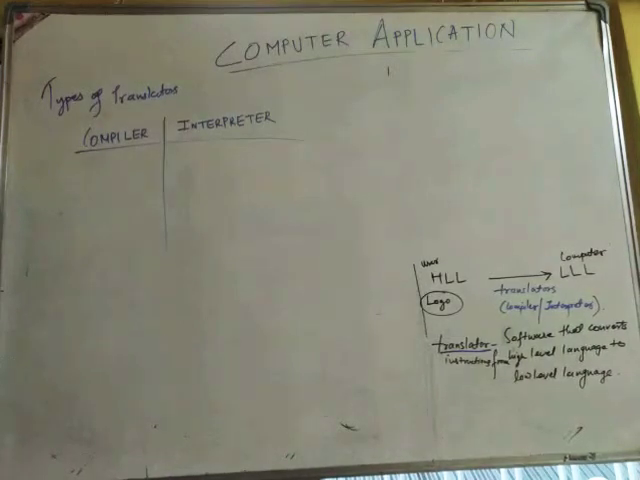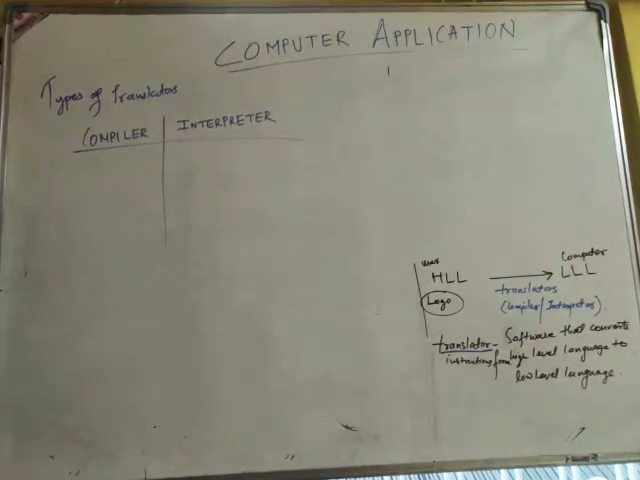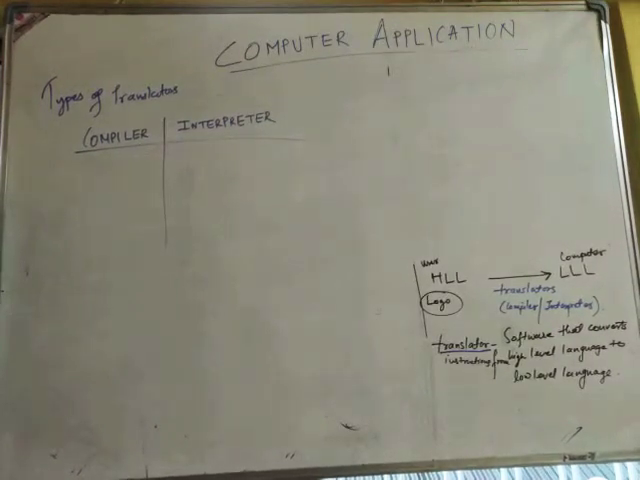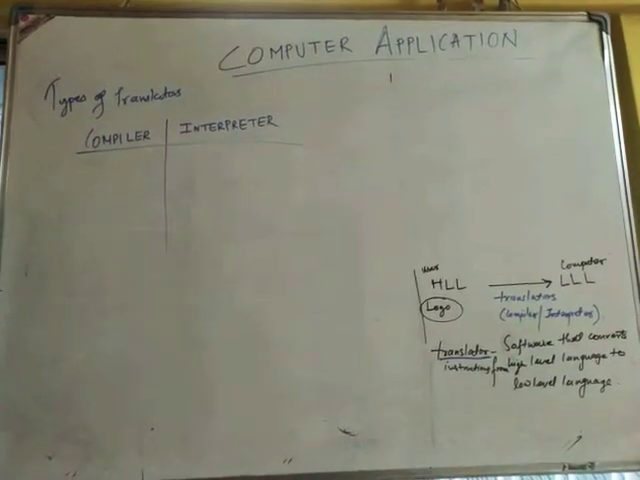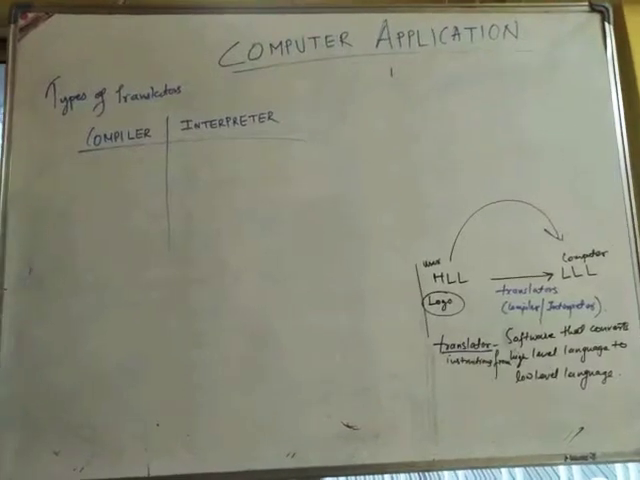I discussed in the last video what a translator is: software that converts a high level language to a low level language, as the computer only understands low level language. The software which converts high level language to low level language is called a translator. Understood? Clear, all of you?